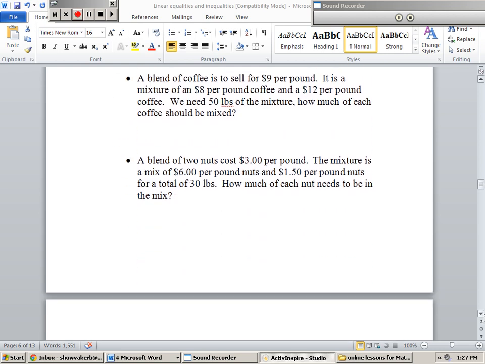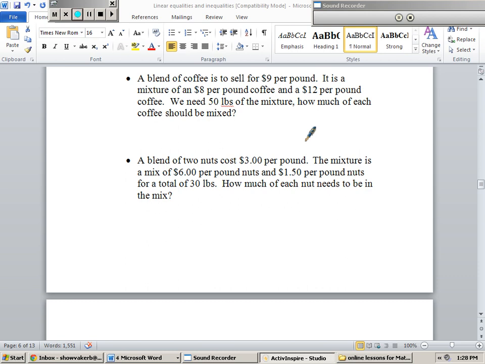A blend of coffee is to sell for $9 per pound. It is a mixture of $8 per pound coffee and $12 per pound coffee. We need 50 pounds of the mixture. How much of each coffee should be mixed? Well, I'm going to start out with an $8 per pound coffee and add it to a $12 per pound coffee. My total pounds would be 50 minus x. And at the end, I want to make $9 per pound.